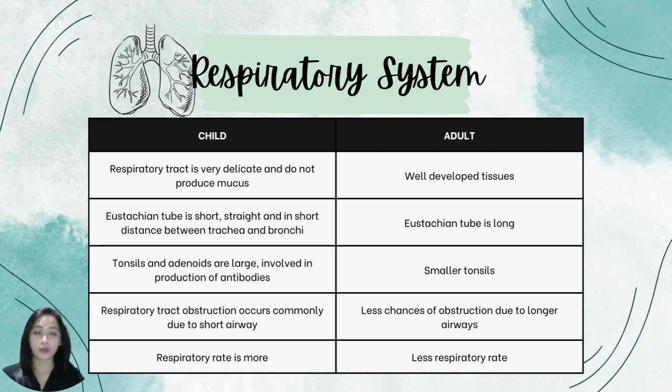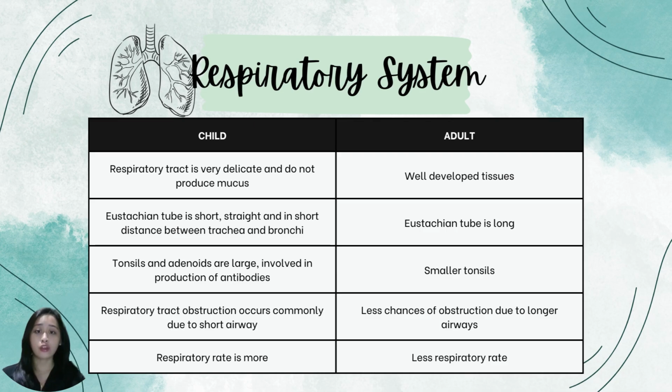Moving on to the respiratory system, in a child, the respiratory tract is very delicate and does not produce mucus. In an adult, it's well developed. In a child, the eustachian tube is short, straight, and there is a short distance between the trachea and the bronchi, whereas in an adult, the eustachian tube is long.